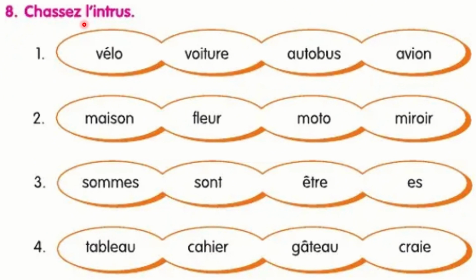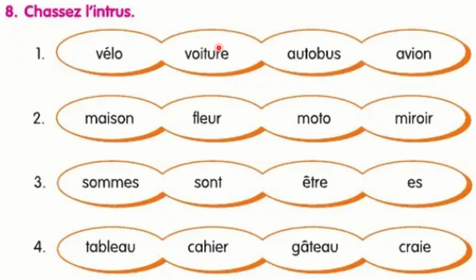Now here we are at question number 8, that is chasser l'intrus. That means choose the odd one out. In this question there are a few words from which we need to choose the odd one out. Well, you should know the meaning of all of these words as they are already given in the Prenons table of all the chapters we have learned till now. All the words that you don't understand, do write them in the comment below and I'll answer you the meaning. Firstly, we have vélo, voiture, autobus and avion.